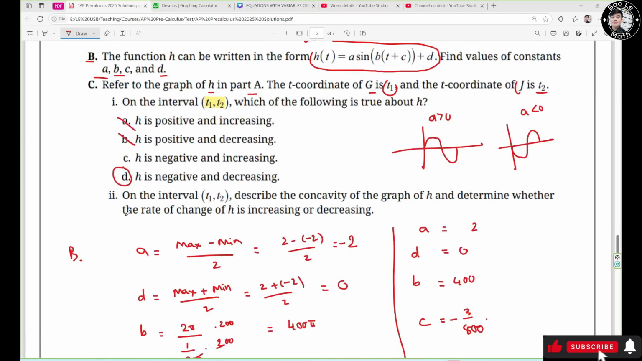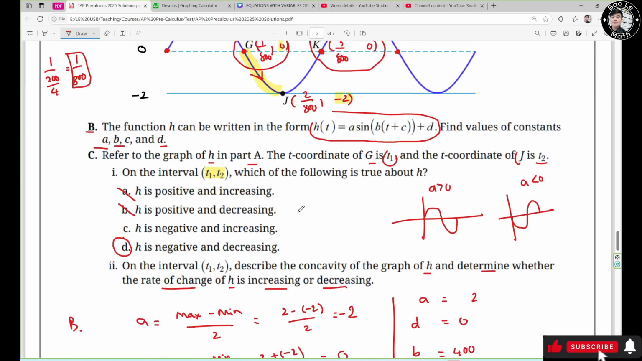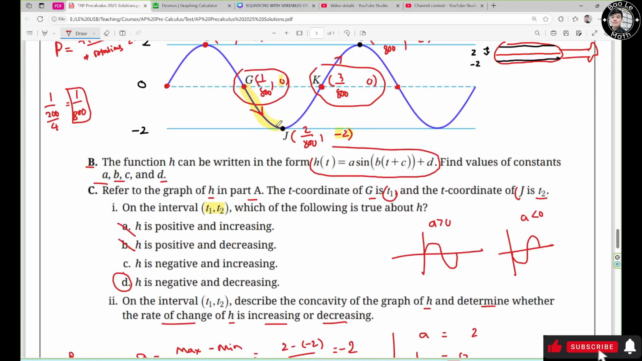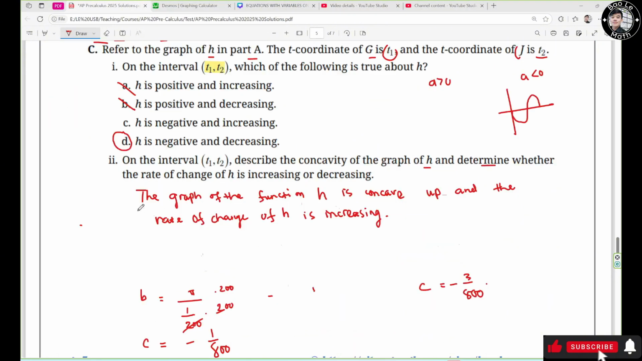Let's move on to question C2i. On the interval t1, t2, describe the concavity of the function h and determine whether the rate of change of the function h is increasing or decreasing. So within this interval, the function is concave up. And the rate of change is increasing because the function is concave up. Alright, so here's the answer for question C2i, and it's a good time to stop.